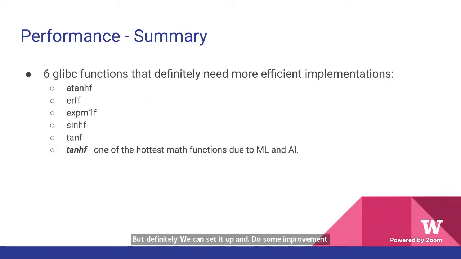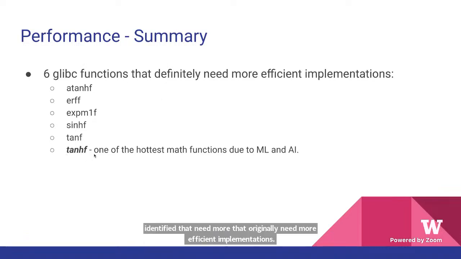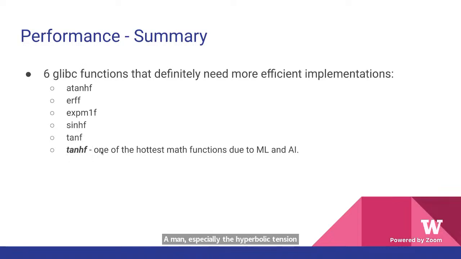So in summary, there are 6 glibc functions that we identified that urgently need more efficient implementations. Among them, especially the hyperbolic tangent on float, because this is actually the hottest math function that is not matrix related, due to machine learning and AI.